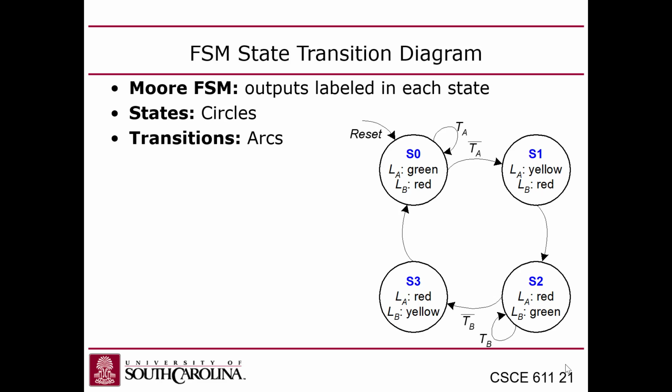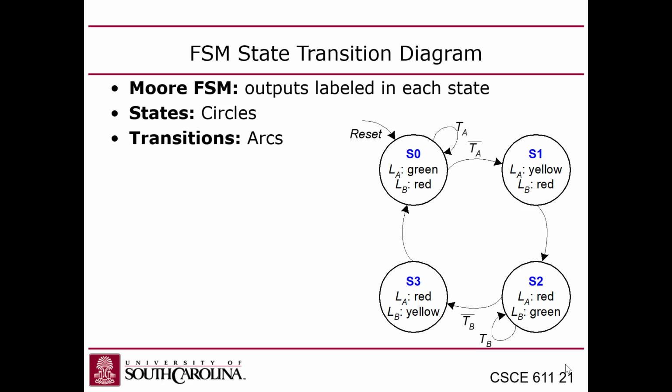So in this case, we have 4 states that represent the 4 states of the light. So we can have a green light on one of the 2 streets, or we can have a yellow light at one of the 2 streets, in which case the other one's red. Just like, there's a green light at one of the 2 streets, and in which case the other one's red, or there could be a yellow light at one of the 2 streets and the other one's red.